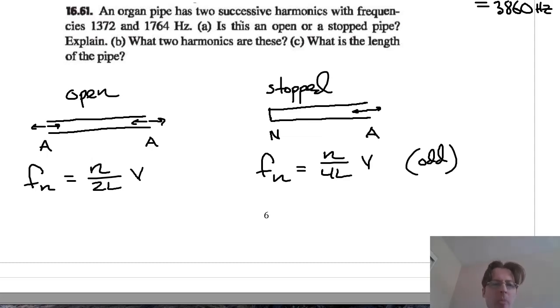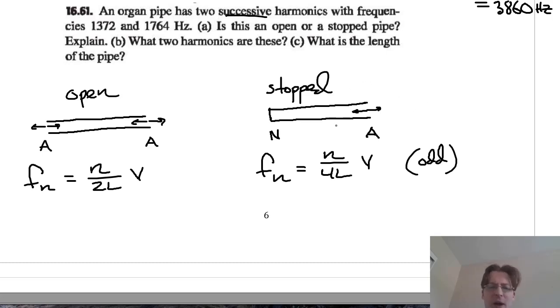Okay, so we're told that we have a certain organ pipe. It has two successive harmonics with these two frequencies. And from that, we're supposed to figure out whether it's open or stopped. The key thing is, if it's a stopped pipe, when you go from one harmonic to the next, n increases by 2. But with an open pipe, going from one harmonic to the next, it just jumps by 1. The integer increases like from 2 to 3. Stopped pipe, it's only odds, so you would jump by like 5 to 7, for example.